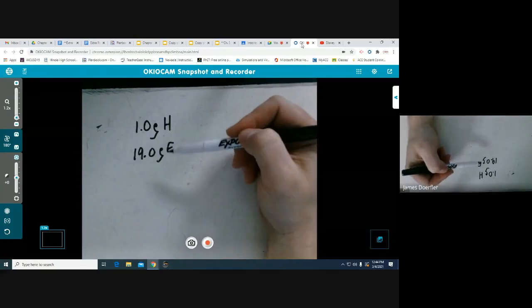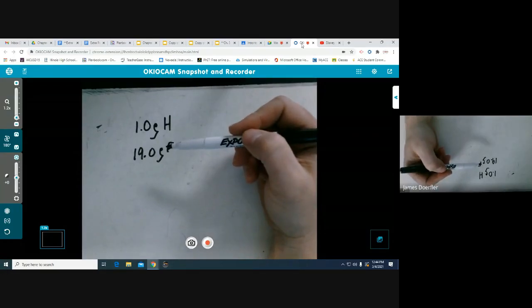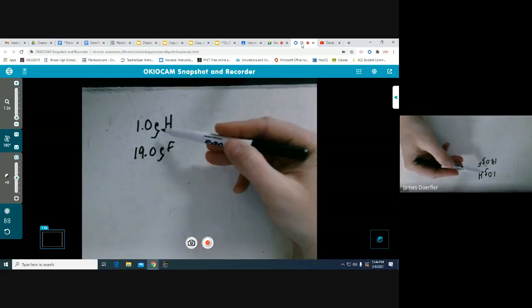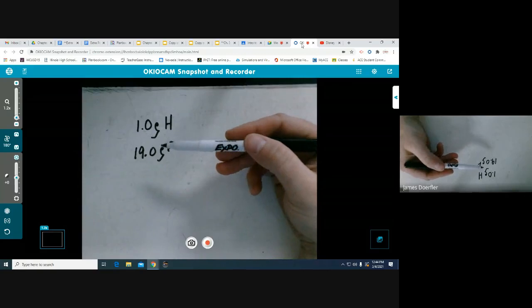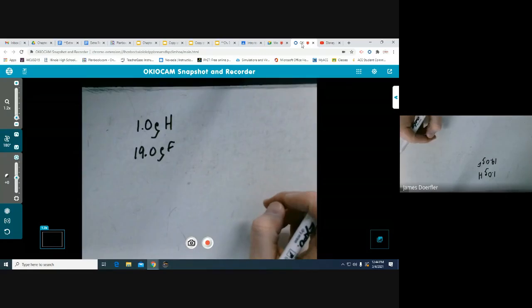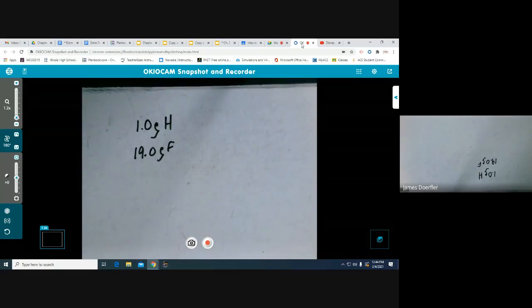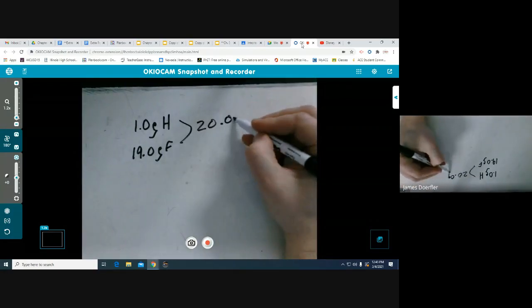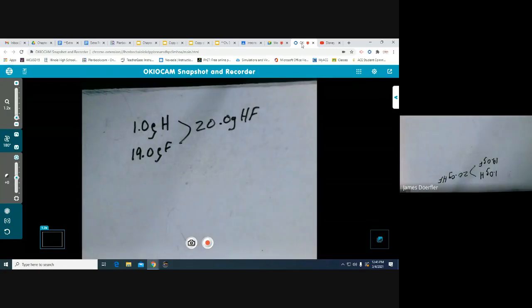So these two substances react with each other. Based off of hopefully our knowledge of the law of conservation of mass, when these two reactants combine or react together, how much should my total mass of my new product be? 20. Because the law of conservation of mass states you cannot create nor destroy mass. All mass must be accounted for from beginning to end. So this means that we should have 20 grams of hydrofluoric acid.